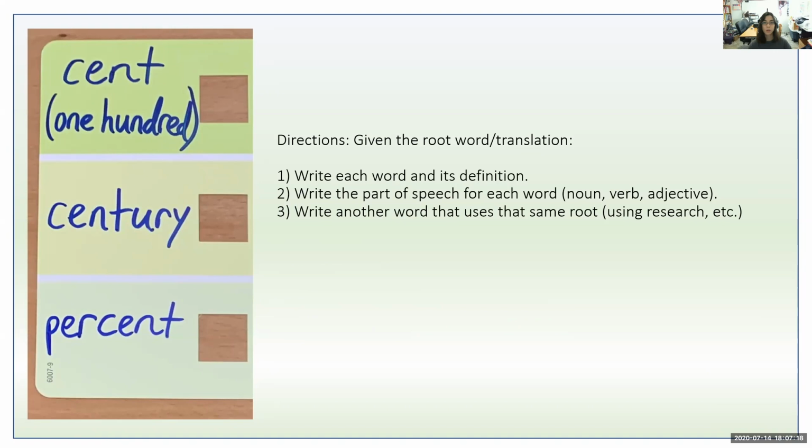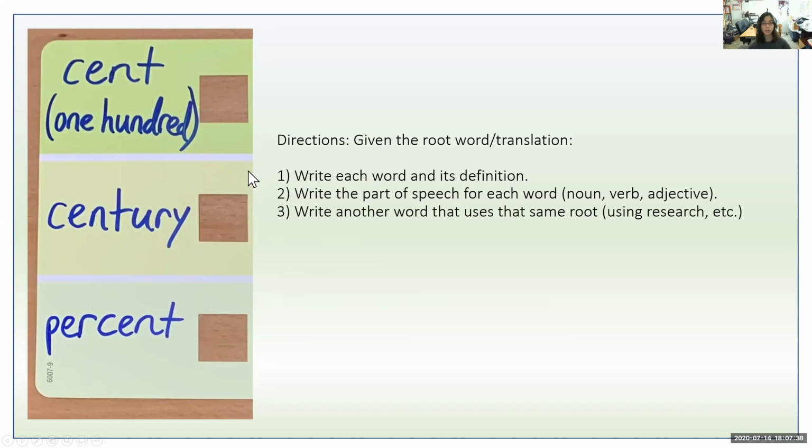So let's try one more. Okay, so I have my root word, which is cent, which means 100. And you may think of this as like a penny, like 100 pennies make $1. So cent, again, means 100. And so our vocabulary words are century and percent.